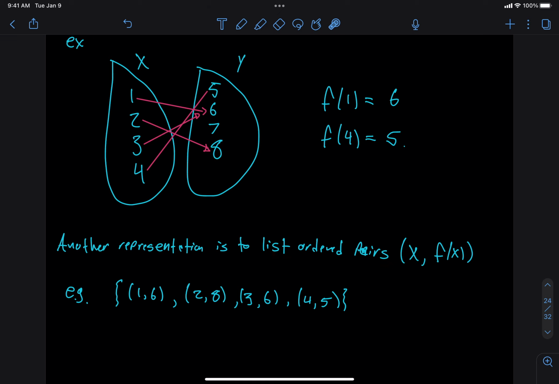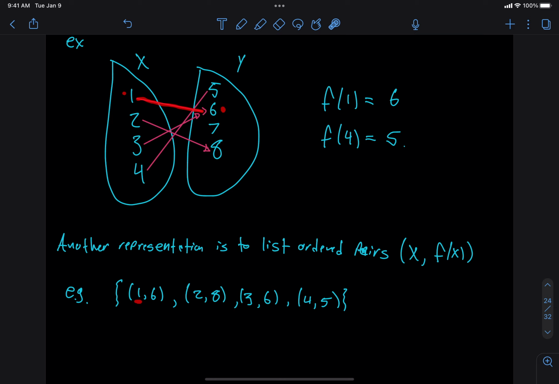We can list 4 ordered pairs, one for each of the elements in the domain. The first value of the ordered pair is going to be the element of the domain, and the second value is going to be the element of the range to which that element of the domain is mapped under the function f.